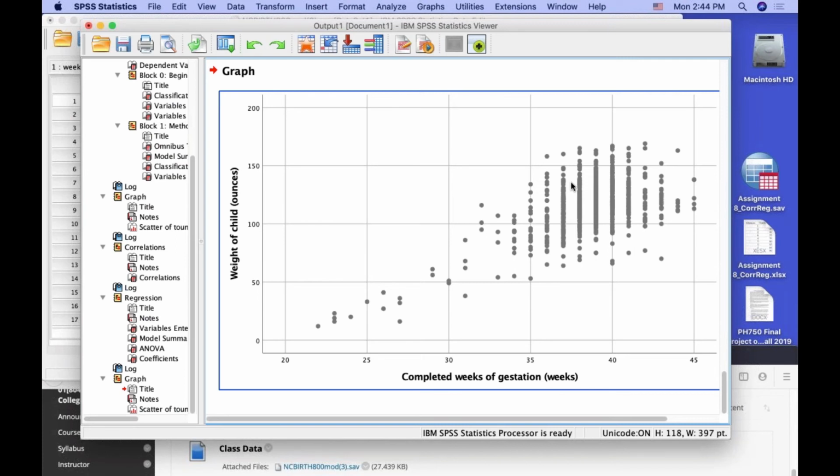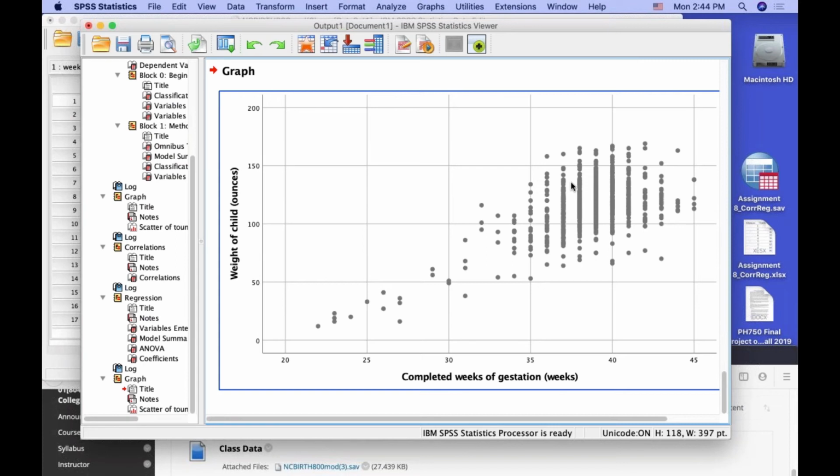Okay, so we're going to test that null hypothesis, and we're going to create a regression line so we can look at the slope and see what the association is between the weeks of gestation and the birth weight of the baby. Well, it seems kind of trite, right? Because we already know this is probably true.